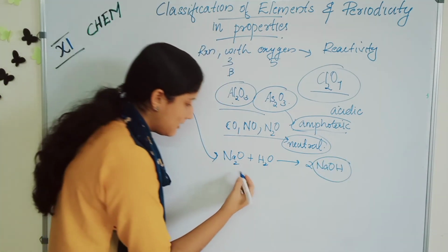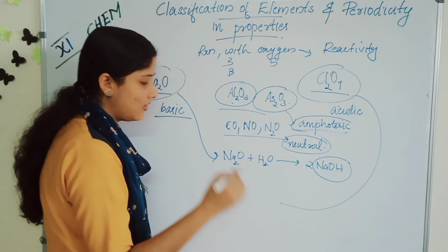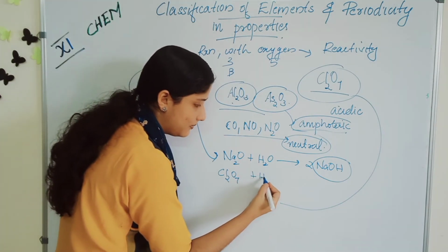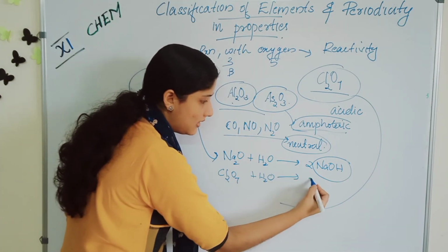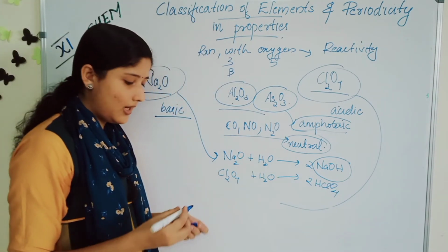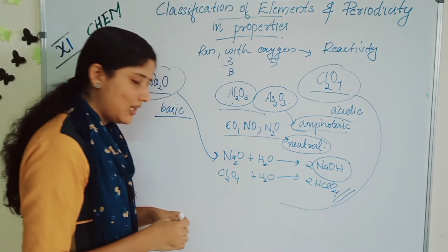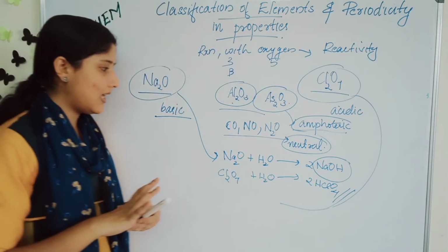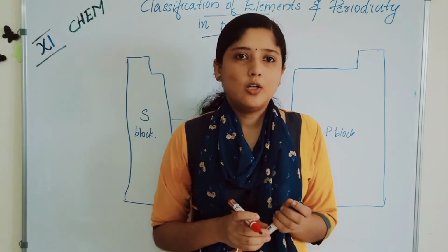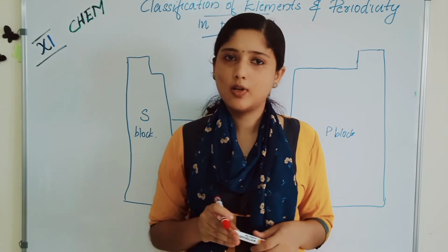Next, we can test whether Cl2O7 is acidic or not. That is Cl2O7 plus water. What will it give? It gives 2HClO4. This is an acid, perchloric acid, so this is acidic in nature. We can explain the acidic or basic character by their reaction with water. All the properties are over, and now let's look at the summary of what we have learned in this chapter.